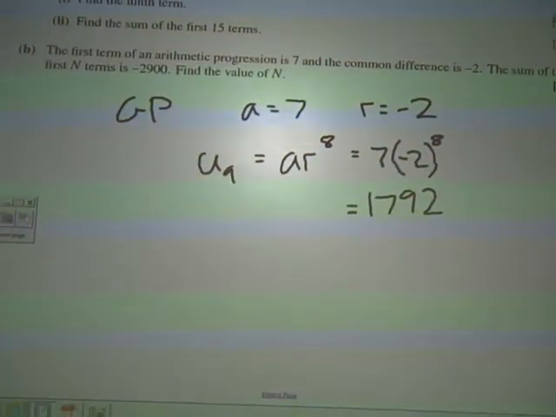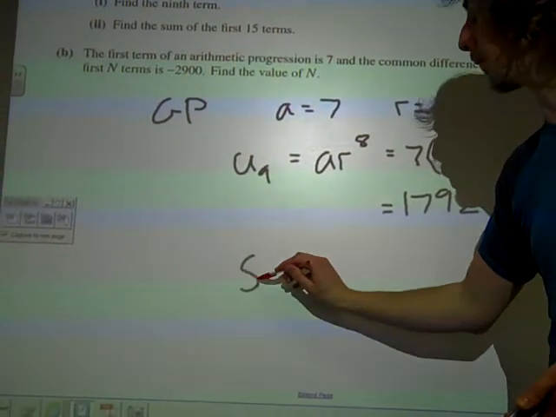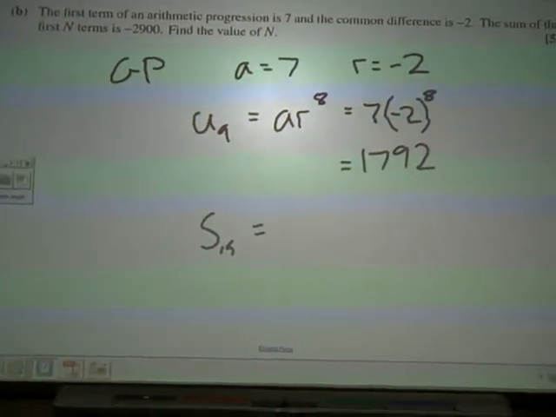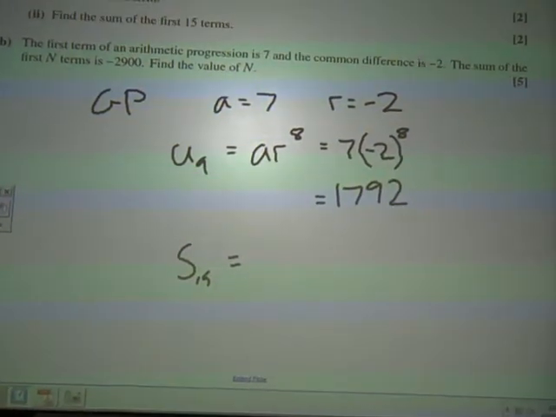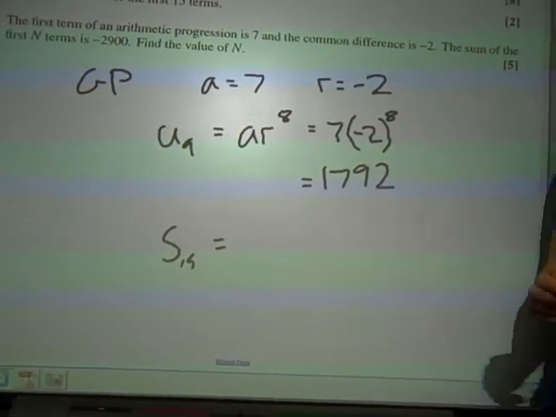Wow, 2 marks for just doing that. Now we have part 2. Find the sum of the first 15 terms. But actually think about this. We're going to have some quite big numbers going on in here, aren't we? Because we're going to do it with 2 to the 15 in there.